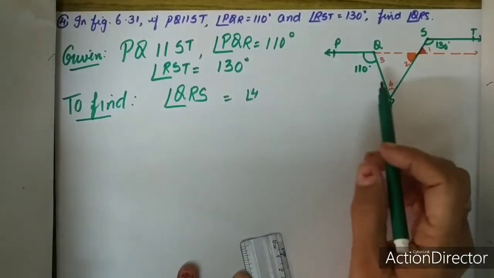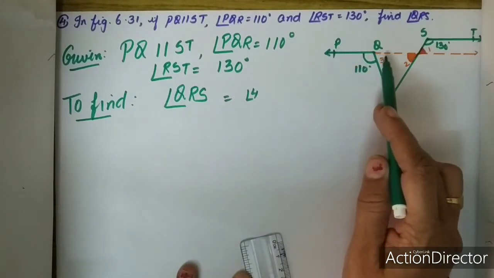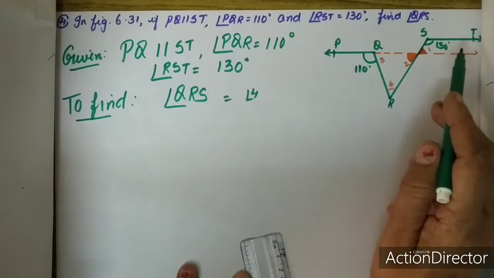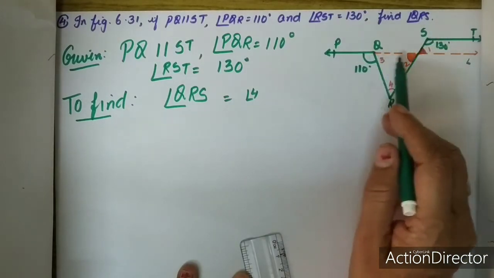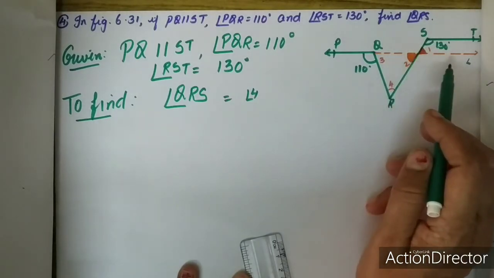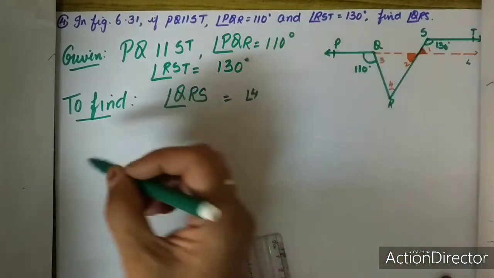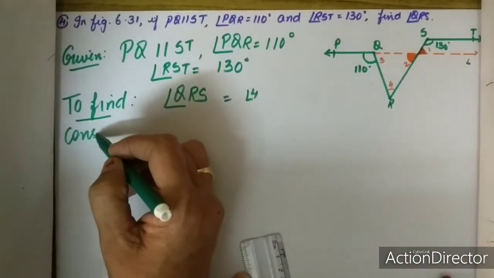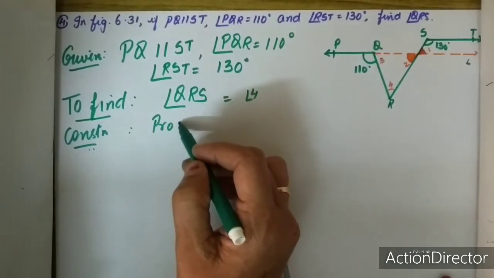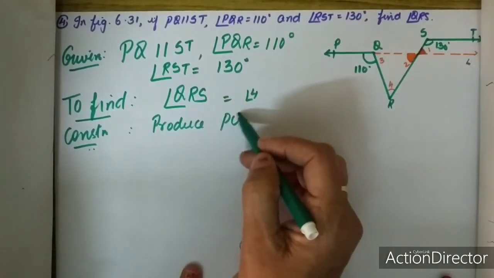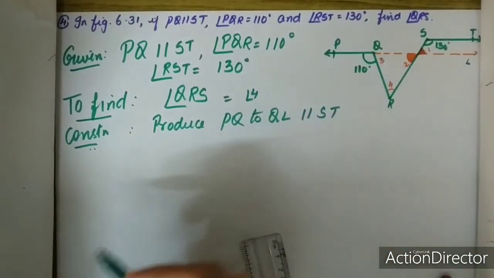Now what I am going to do is a construction over here. This line PQ, I am going to produce it to L such that QL is parallel to ST. Already this line is parallel; I am just going to produce this line over here. So you write the construction over here. Whenever you do some construction, you have to write the construction: produce PQ to L, QL parallel to ST. Now proof.